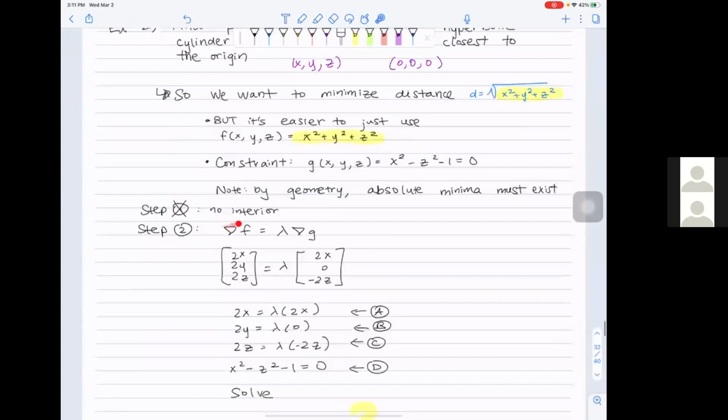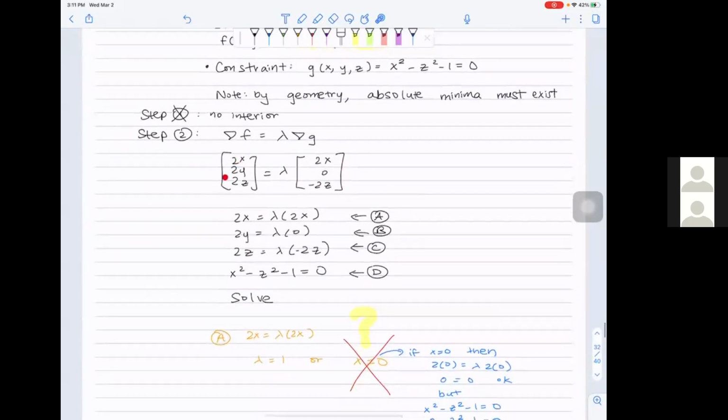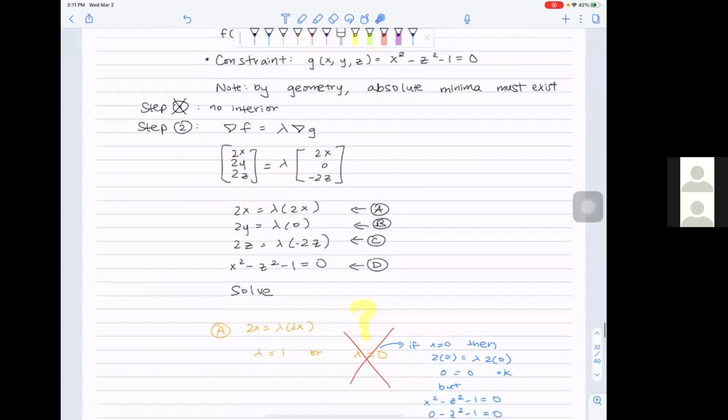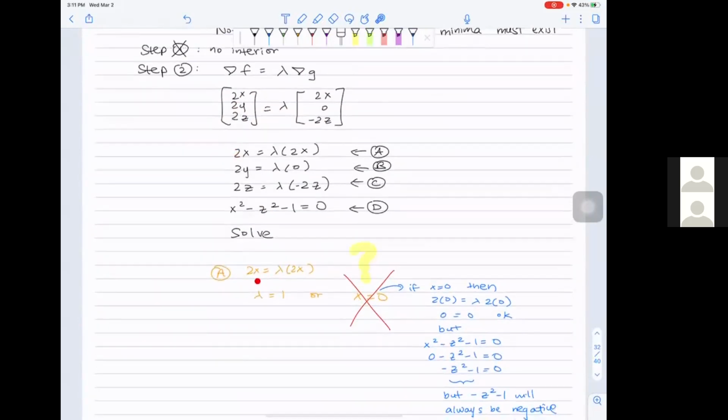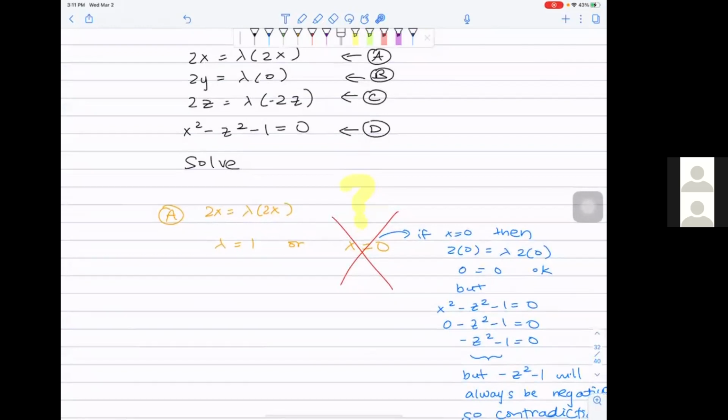So then you do Lagrange. We have the gradient of f equals lambda gradient of g. We get 3 equations from this, plus our constraint, so a total of 4 equations. From the first equation, we have 2x equals lambda 2x. When we divide both sides by 2x, we get lambda equals 1. But because we divided by x, let's check if x can be 0. Question mark.